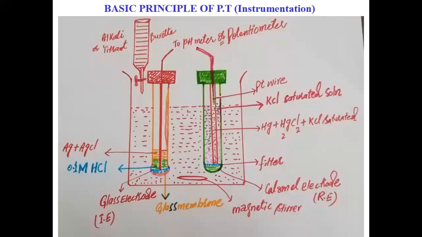So next, what is the basic principle of potentiometric titration? Basic principle of potentiometric titration, or you can see instrumentation. In potentiometric titration, if we see the instrumentation, there are two electrodes. You can see the diagram. There are two electrodes. One is the reference electrode and the other one is the indicator electrode. The reference electrode may be a standard calomel electrode or a silver chloride electrode. So we understand about the reference electrode.